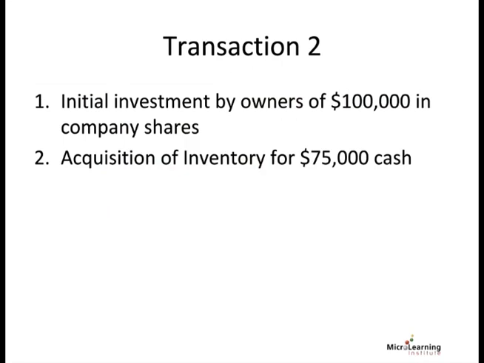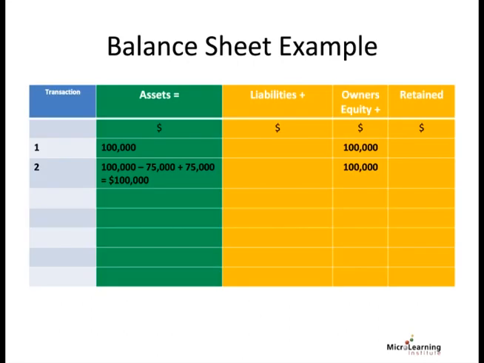In the second transaction, the company purchases $75,000 of inventory for cash. This transaction is represented on the asset side of the balance sheet. We reduce the cash amount by $75,000 to reflect the payment to the supplier in cash. We increase the inventory amount by $75,000 to reflect the cost to the company of the inventory purchased. No liabilities are incurred as we paid in full for the inventory at time of purchase. There is no change to equity.